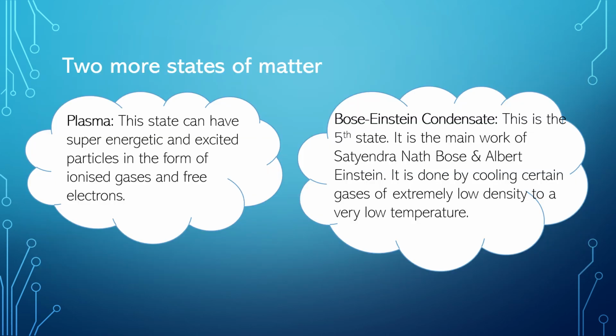Now, there are two more states of matter, but they're only observed in some cases. The fourth one being plasma. This state can consist of super-energetic and super-excited particles. These particles are in the form of ionized gases and free electrons. A fluorescent light bulb or a neon sign bulb is an example of plasma state.